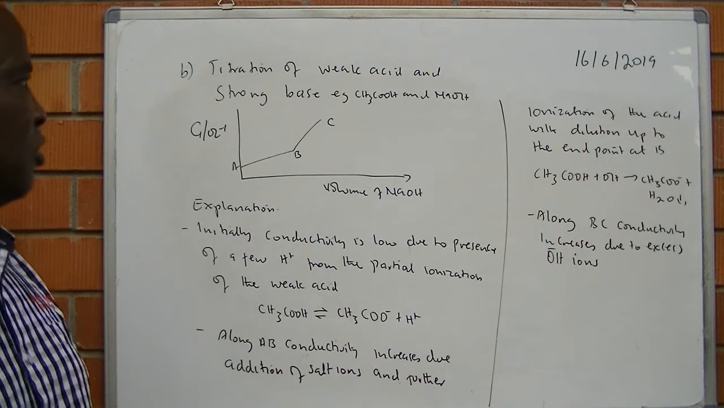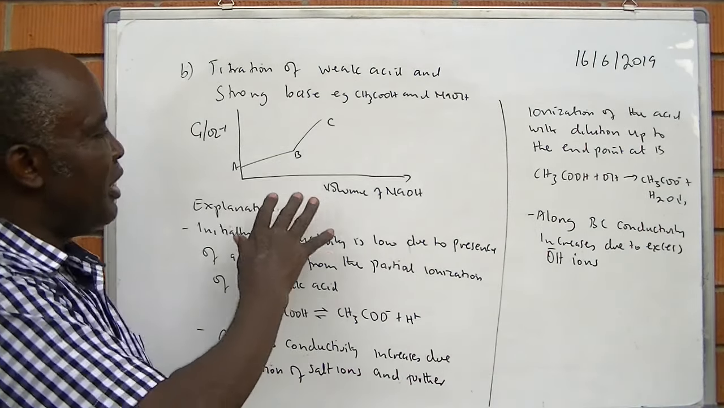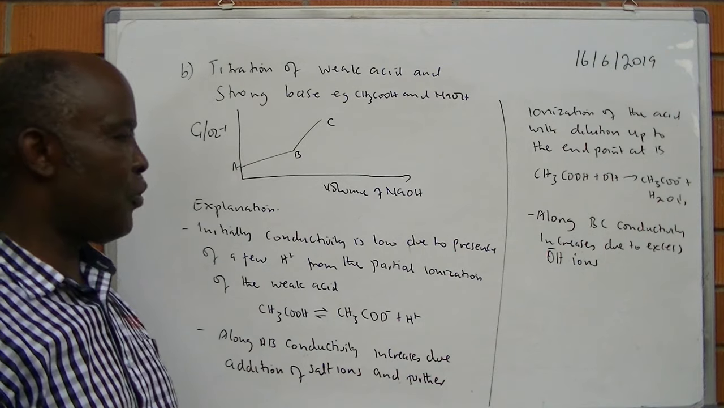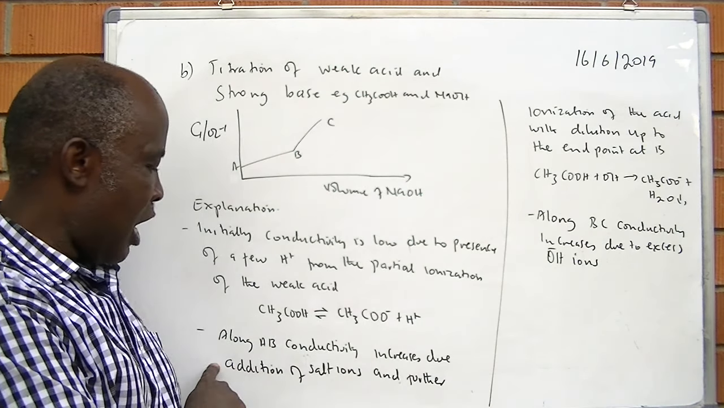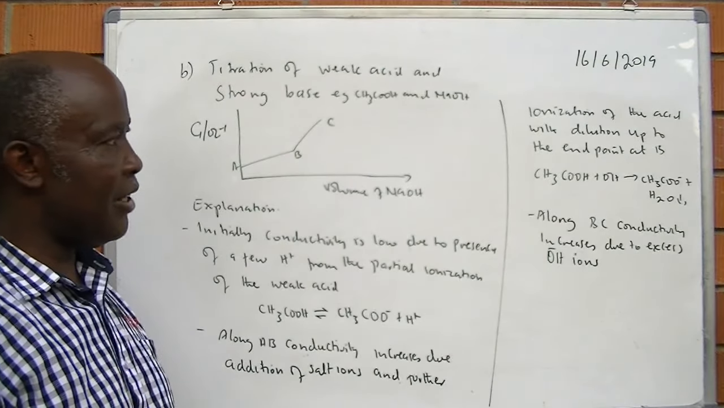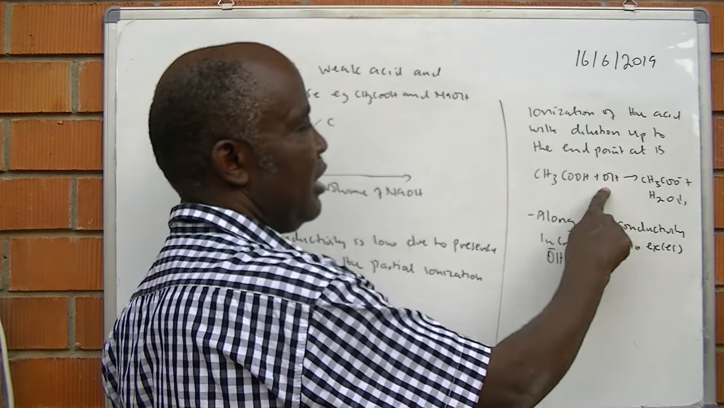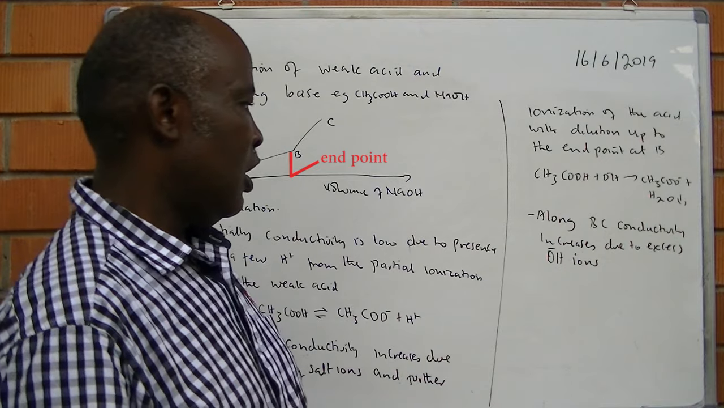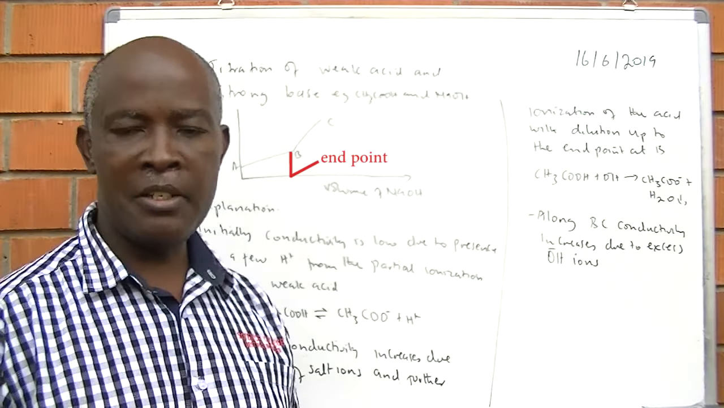B, titration of weak acid with strong base, for example, ethanoic acid and sodium hydroxide. You get a graph shape similar to this one. And the explanation is, initially, conductivity is low due to presence of few hydrogen ions from partial ionization of the acid. Along AB, conductivity increases due to addition of salt ions and further ionization of the acid with dilution. So when you react the acid with the base, you get salt ions. Along BC, conductivity increases due to excess hydroxyl ions, which have reasonable conductivity.